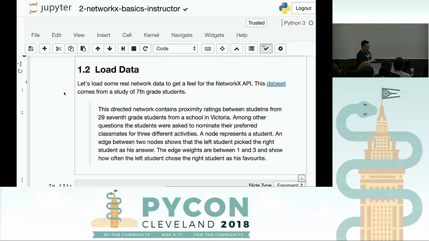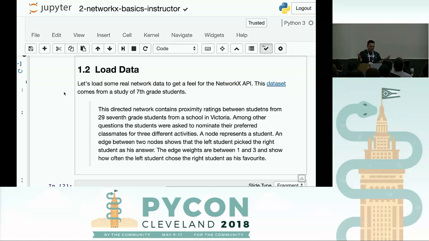The data set that we're going to use for this notebook is a cute one, all right? It's a bunch of seventh grade students from a school, I think it's in Victoria. I don't know if it's my hometown, Victoria, British Columbia, or if it's Victoria, Australia. We'll see which one it is. But basically, there are 29 seventh grade students from a school, and they were just asked in a poll, who's your best friend, right? That's it, who's your best friend? That's all it was.